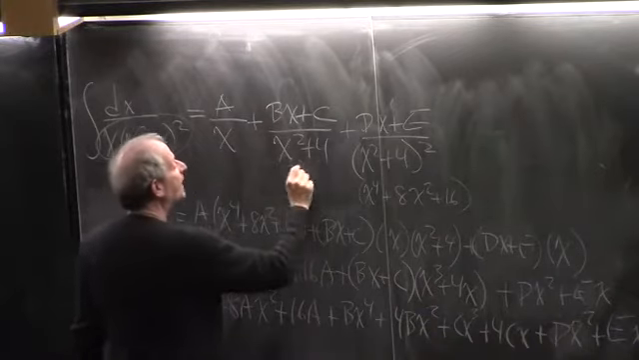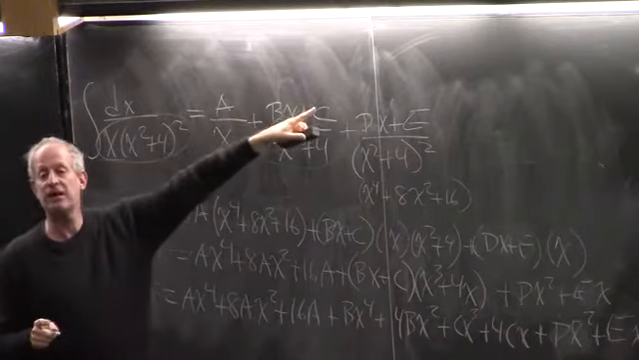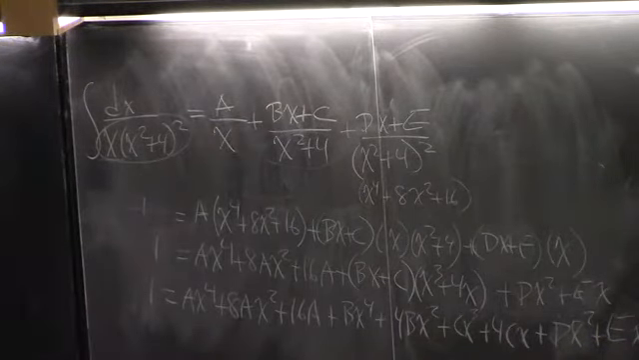When you have a quadratic factor that can't be reduced, you need an x term and a constant term. Okay? So if you had x squared plus something, you need a bx plus c, and if it's squared, you need a dx plus e term.